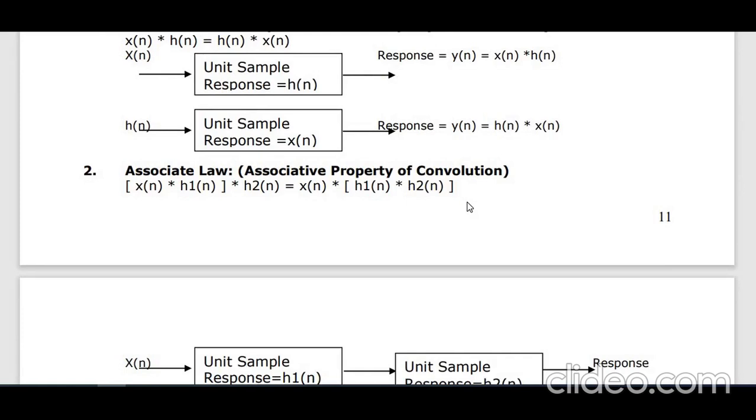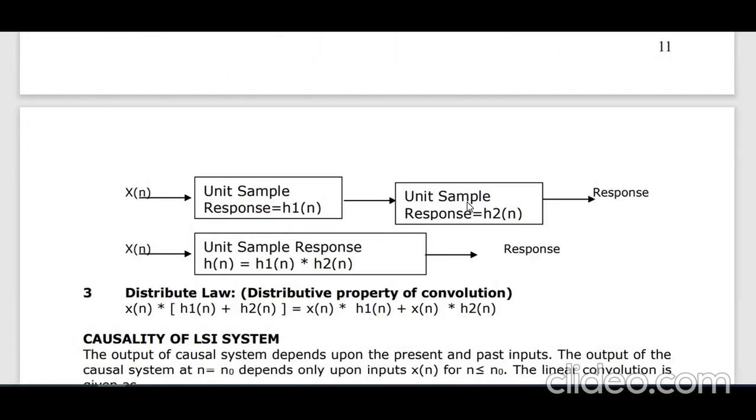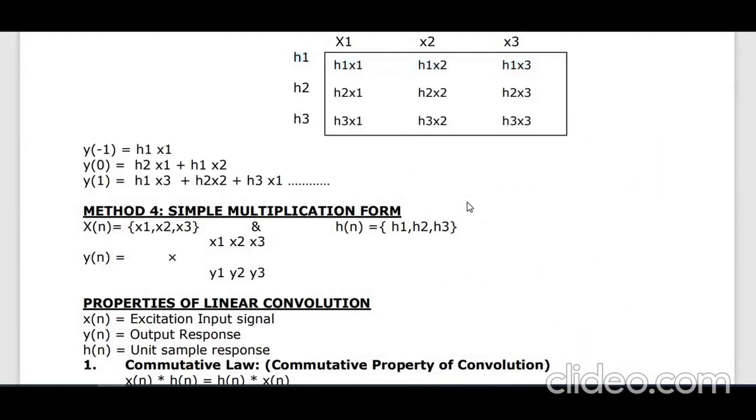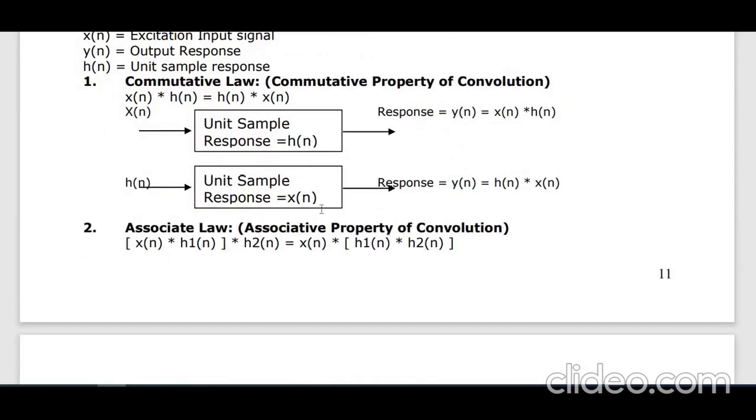Now what are the properties it has? It has the associative law, the commutative law, and the distributive law. What is the commutative law? When we take x of n multiplied with h of n, a into b is equal to b into a. In normal multiplication of numbers, we know from maths that a into b is equal to b into a. The same way I'm writing h of n, x of n. You can multiply x of n with h of n or h of n with x of n, and you will get the same answer.